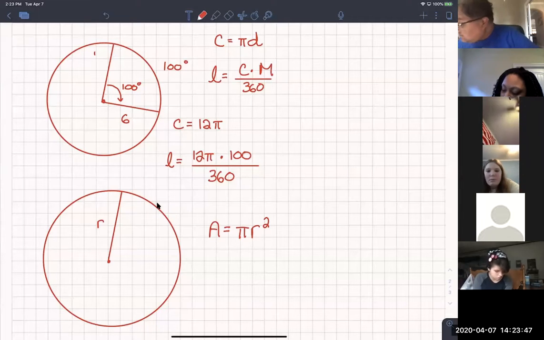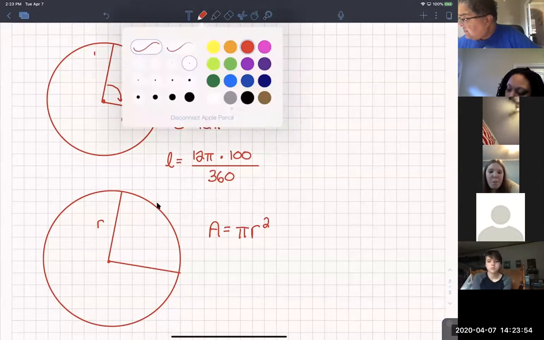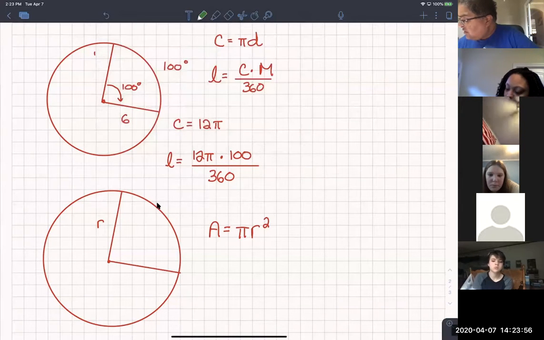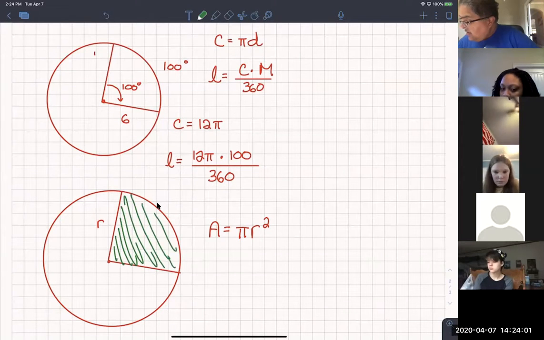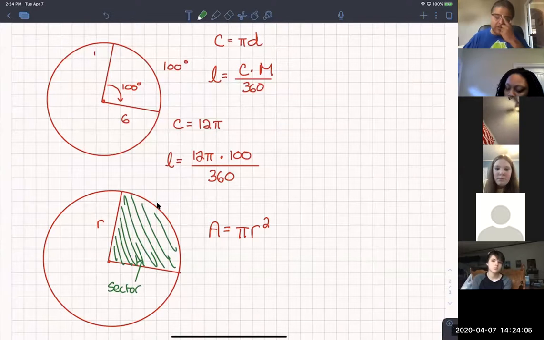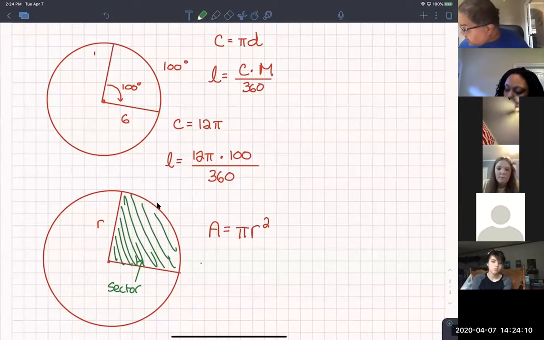Now, let's say, for example, I have this little wedge. This is known as a sector. A piece of the circle is known as a sector, okay? And the area of a sector is the area of the circle times the arc measure divided by 360.